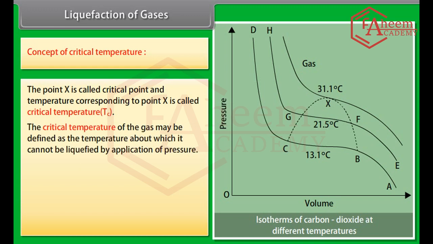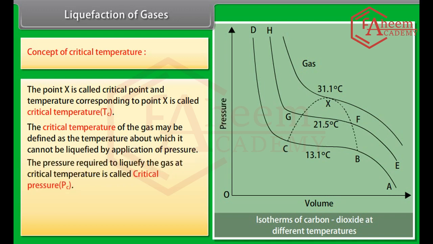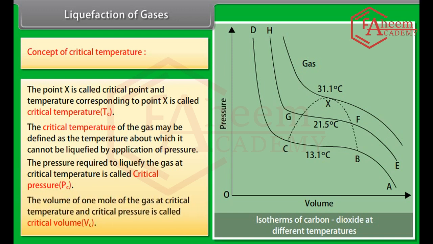The critical temperature of a gas may be defined as the temperature above which it cannot be liquefied by application of pressure. The pressure required to liquefy the gas at critical temperature is called critical pressure. The volume of 1 mole of the gas at critical temperature and critical pressure is called critical volume.